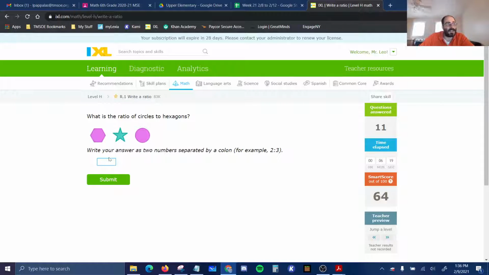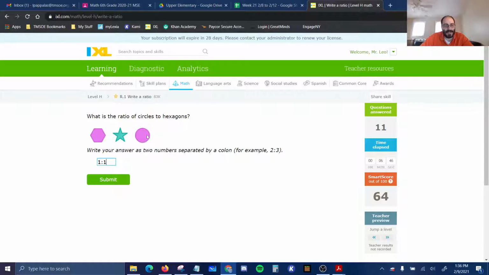This one. Now here's the next part how they trip you up. Now they have 3 different shapes here. I see a hexagon, a star, and a circle. So you got to make sure what shape they're asking about. What is the ratio of circles to hexagons? So circles is the first thing they ask about. I only see one circle. And I put my colon. And it asks about hexagons, circles to hexagons. I only see one hexagon.